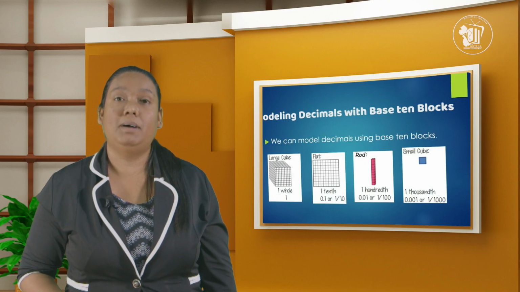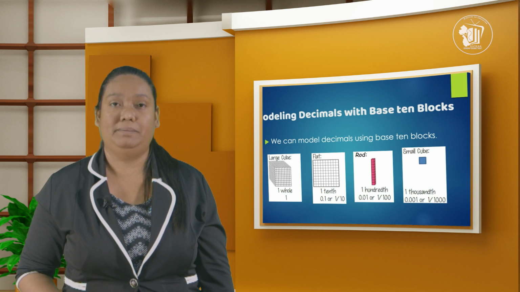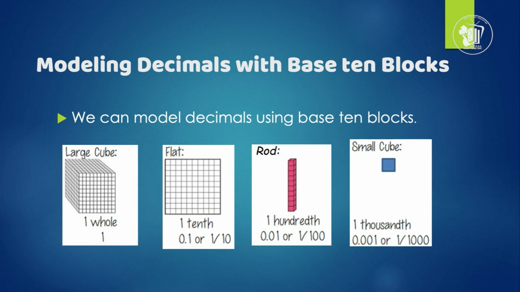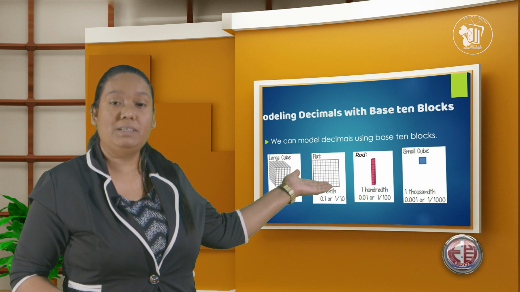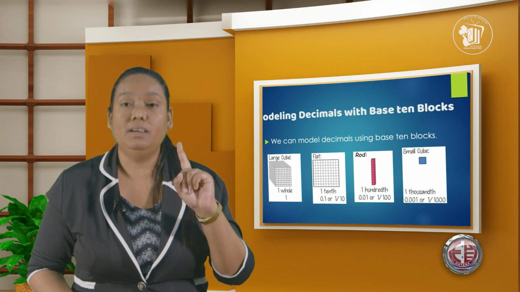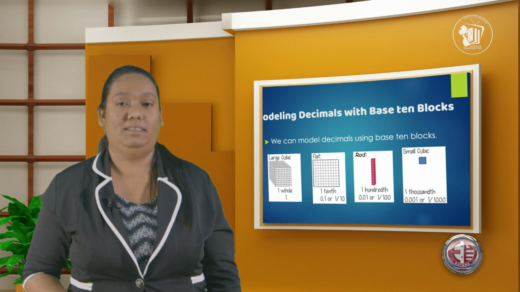Now we're going to move on to modeling decimals with base 10 blocks. We can model decimals using base 10 blocks. Usually when we are modeling whole numbers, we would use the large cube to represent thousands. So we would say this is the thousands block. However, if we are modeling a decimal number that goes to the thousandths place, the base 10 blocks would represent different values. What do I mean? We would now use the large cube to represent one whole rather than 1,000.